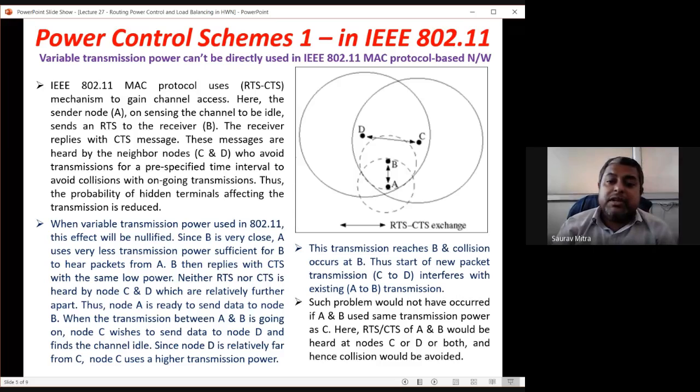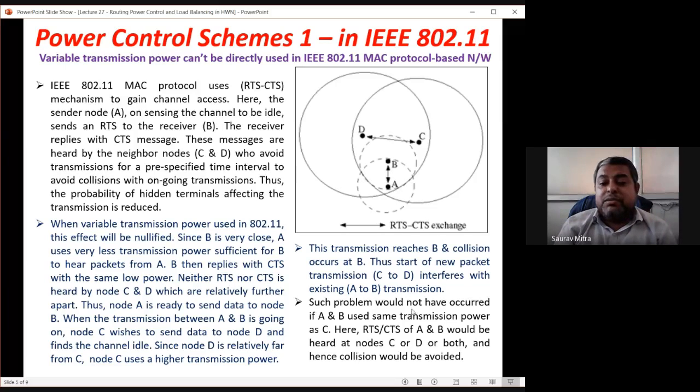So if you are keeping smaller power, AB can form a couple, but others do not know that AB is communicating as a couple. Whenever such a couple is formed between two nodes, other nodes should also have knowledge that A and B are communicating with each other. But if A and B form this couple with smaller power, then other nodes will not come to know about the AB couple formation because this power is very small. So this is a problem.